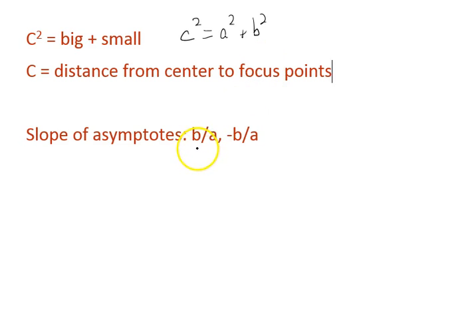Another thing that we'll be able to calculate is the slope of our asymptotes. The slope of those slanted lines, you can use the A and the B, and one will be positive because it'll be going uphill, and the other will be negative because it's going downhill. So the two slopes of those asymptotes would be B over A and negative B over A.